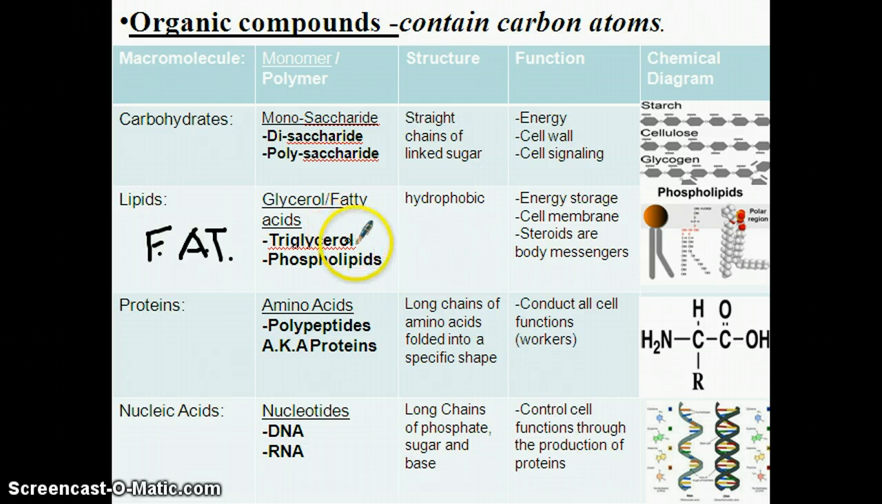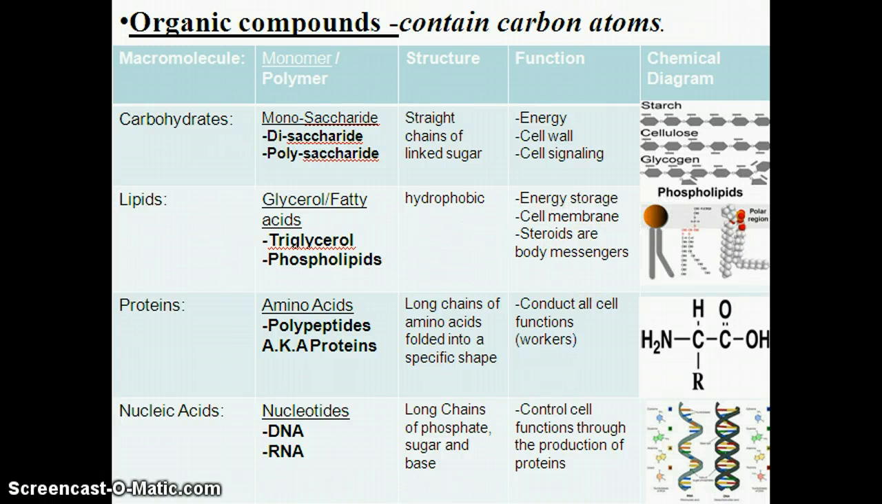Examples of the polymers are triglycerides and phospholipids. The function of triglycerides is lots of energy storage. Phospholipids make up the cell membrane, and you can see the pictures here of the phospholipid. And steroids are a unique example. They are 4 carbon rings.